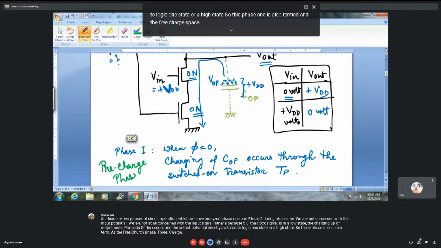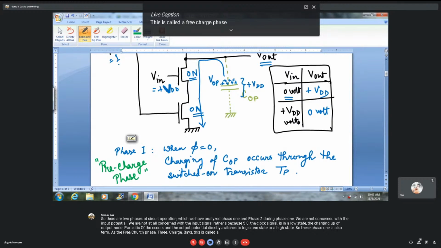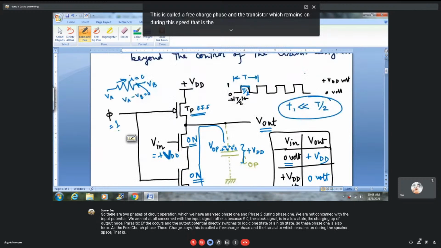This is called a pre-charge phase, and the transistor which remains on during this pre-charge phase, that is this PP transistor, is also called the pre-charge transistor.